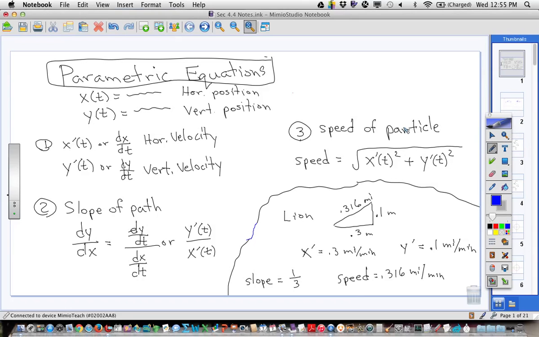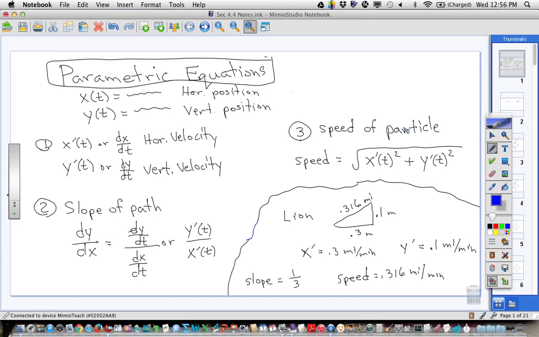It's the y prime of t divided by the x prime of t. Okay? So we can find the slope of the path by taking our two derivatives and dividing them. And you're going to get to do that on your worksheet. Okay? So that's a formula you've got to know.